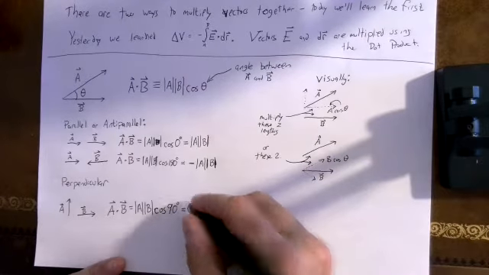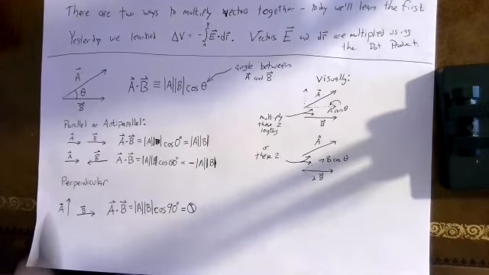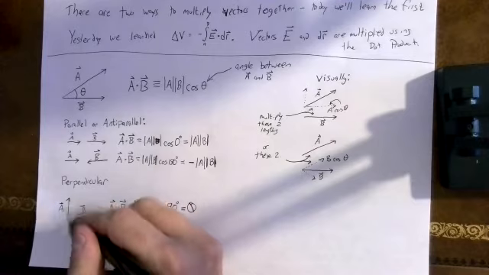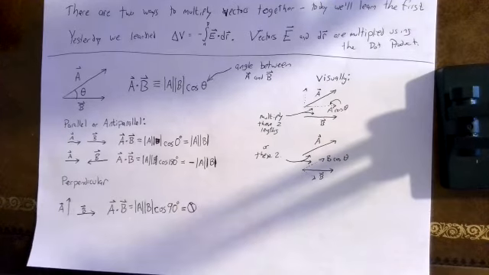So if we take the dot product, if we multiply two perpendicular vectors together, we get 0. That's because there's no component of A that's parallel to B, and there's no component of B that's parallel to A. So we end up with 0.